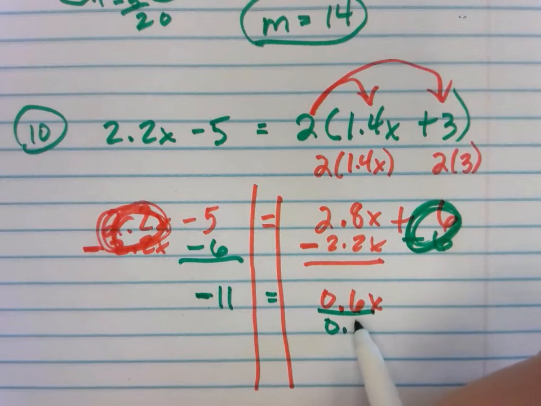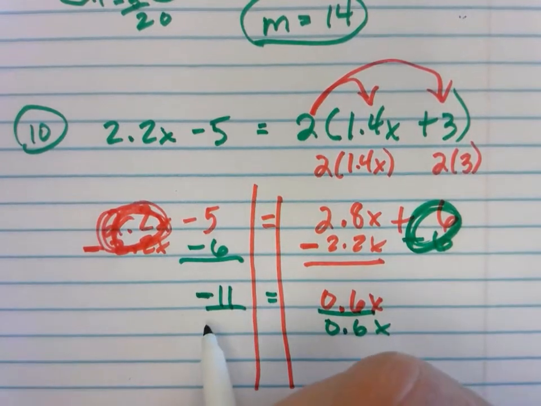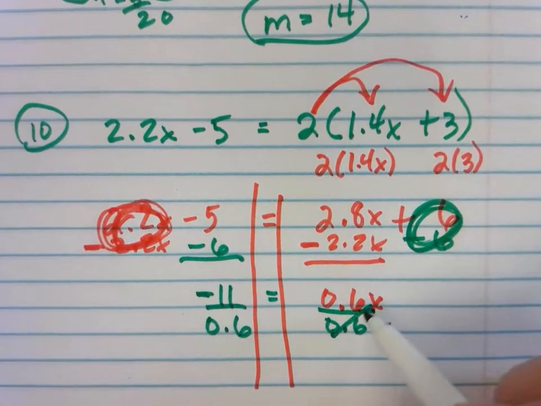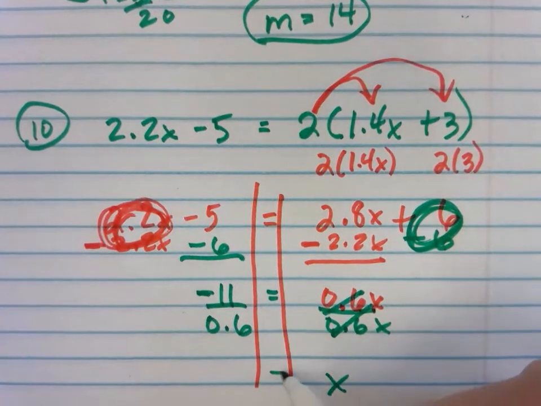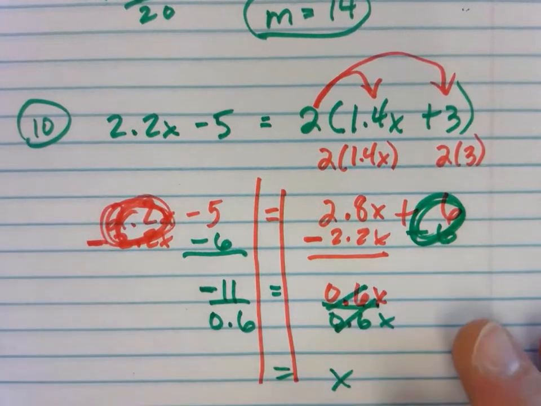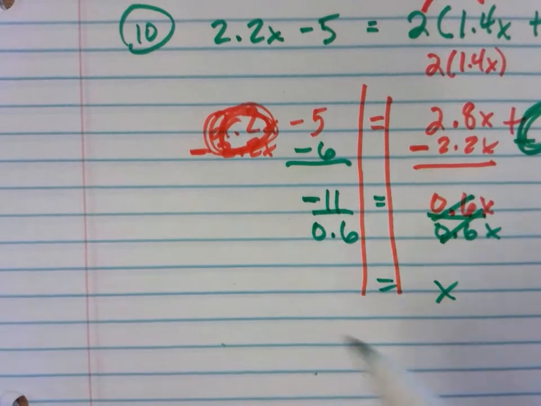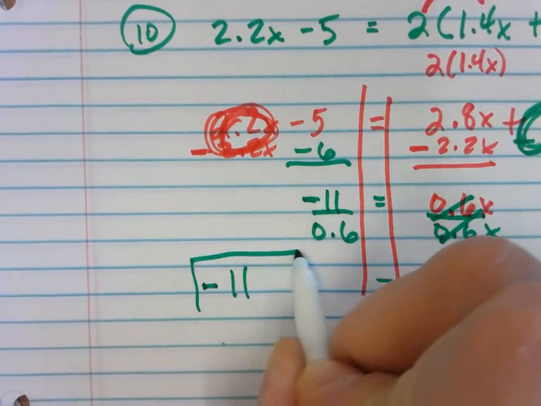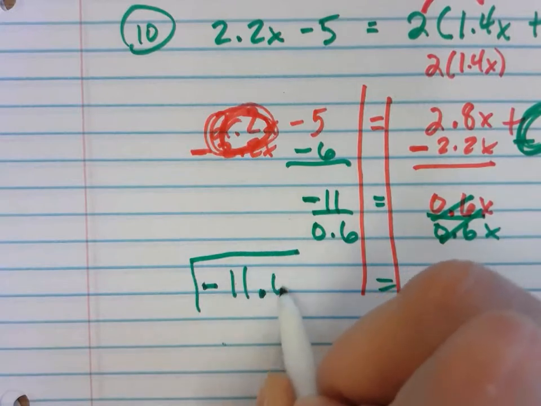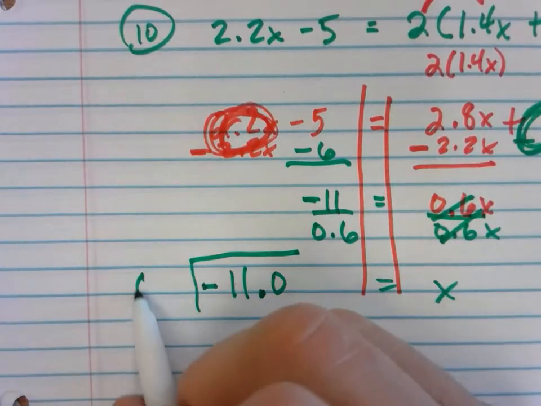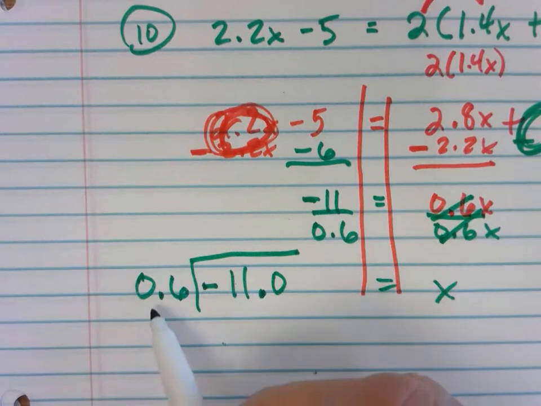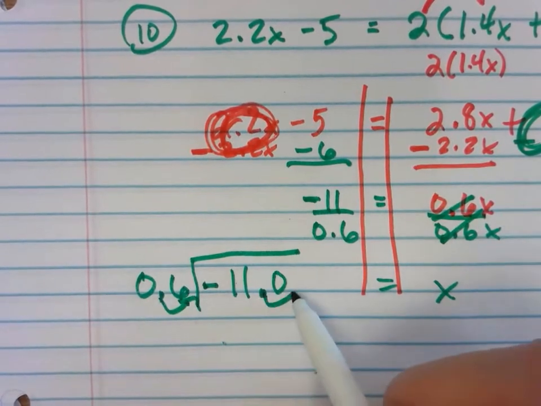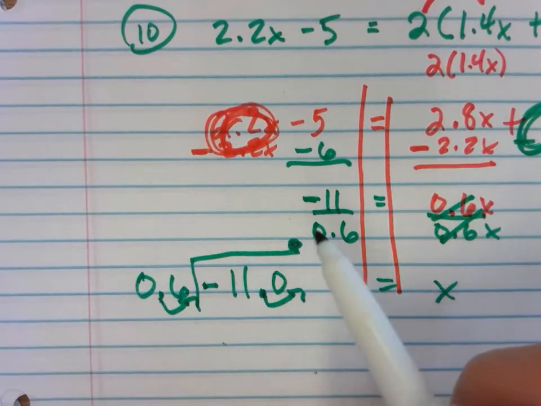Now I've got to divide by 0.6. Those cancel out, just to give me x. Now -11 divided by 0.6. Let's see. -11 divided by 0.6, so you've got to move the decimal over one spot there.